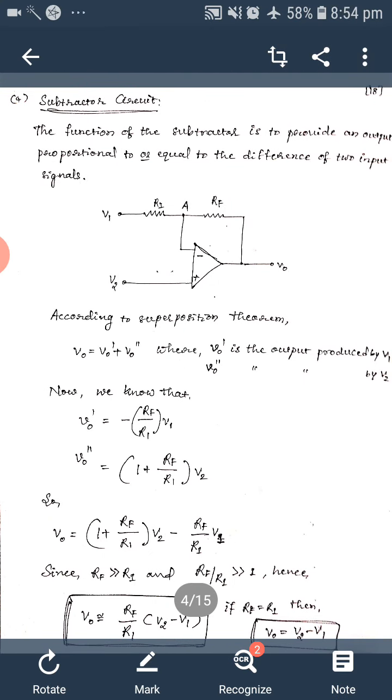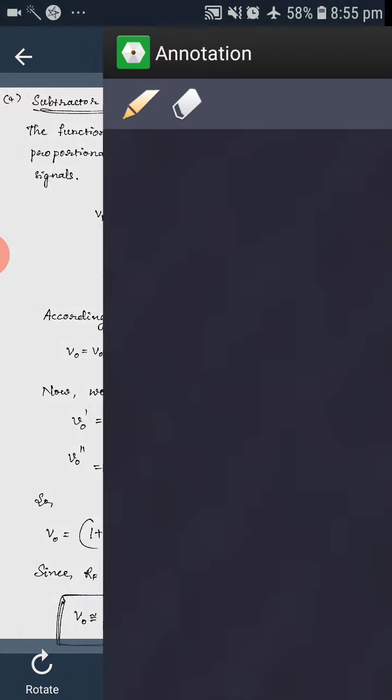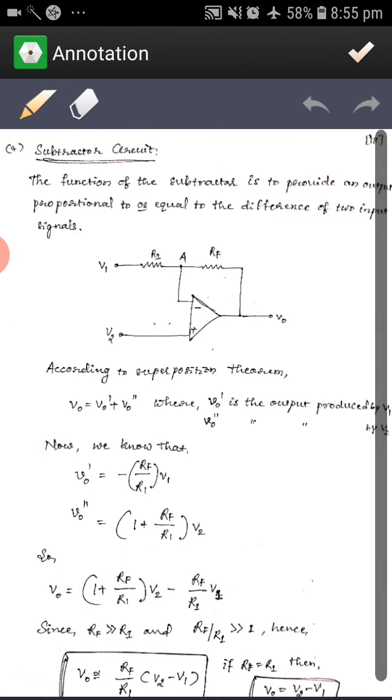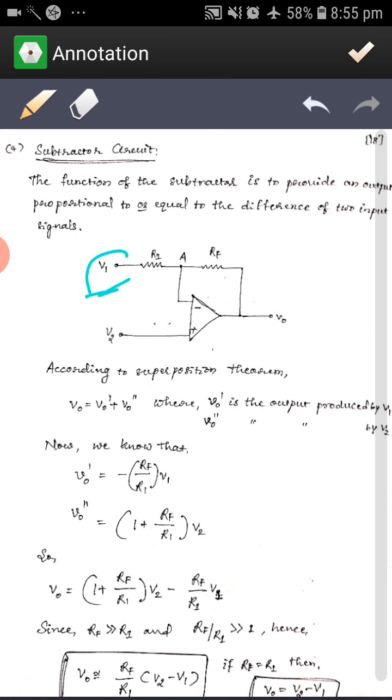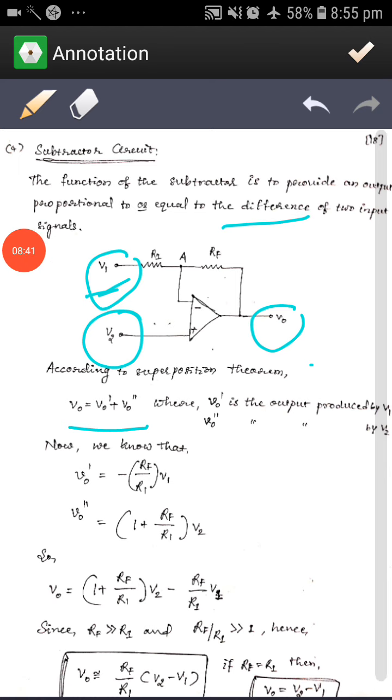The next one is the subtractor. Similar to addition, we can see the subtractor circuit. In the subtractor circuit, we apply one input to the inverting terminal and the other input to the non-inverting terminal. Basically V0 is the difference between the two input signals. Whatever input signals we apply, V1 and V2, the difference of those we should get as the op amp output.